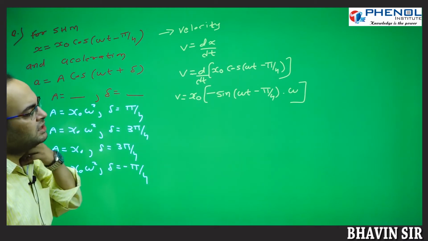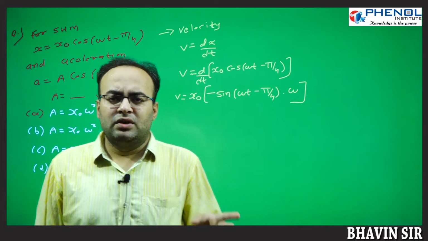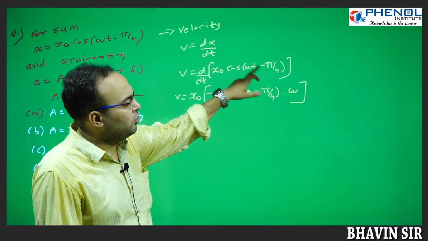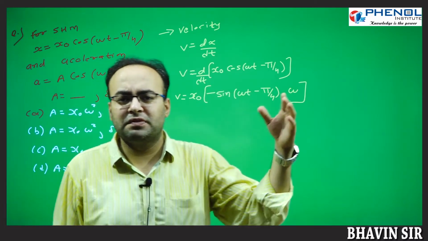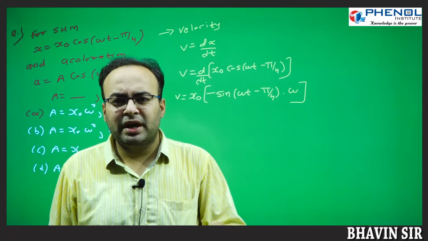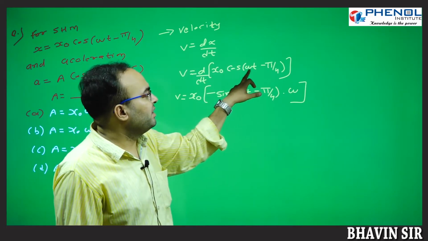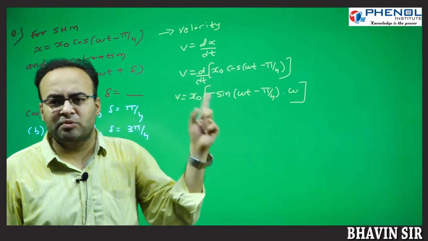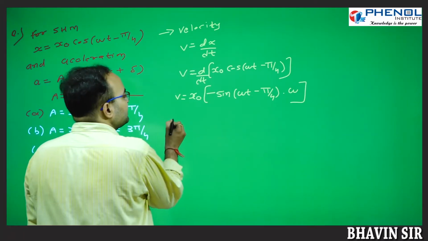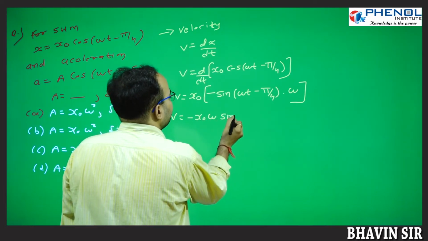x naught is common. What is the differentiation of cos? Minus sine. But what is the rule here with respect to time? What is the coefficient of time? Omega. So multiply with the coefficient of time. In integration we divide, but in differentiation we multiply with the coefficient of t. So multiply with omega. So what is the velocity? Minus x naught omega.